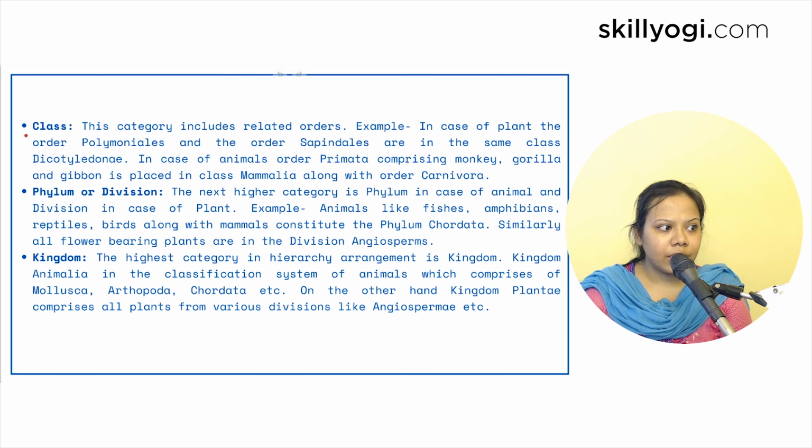The next one is class. When different orders come closer, it is denoted as a class. The order Polemoniales and the order Sapindales are in the same class, that is Dicotyledonae.